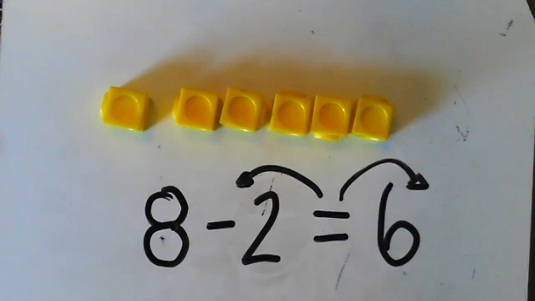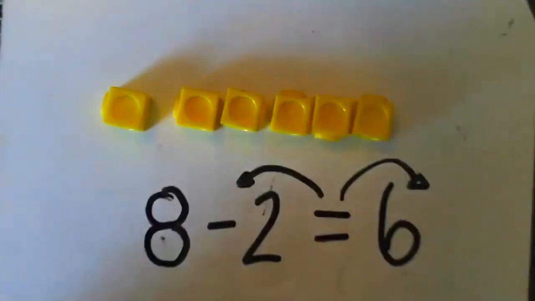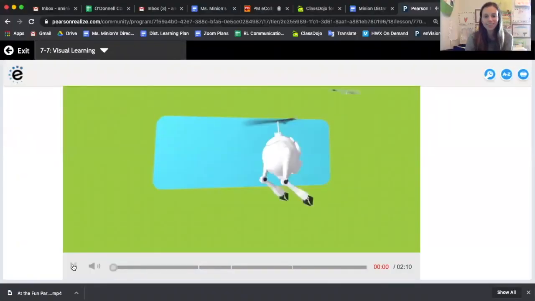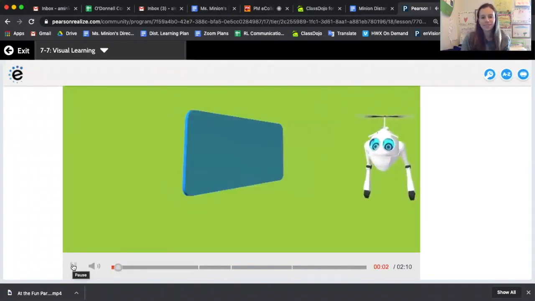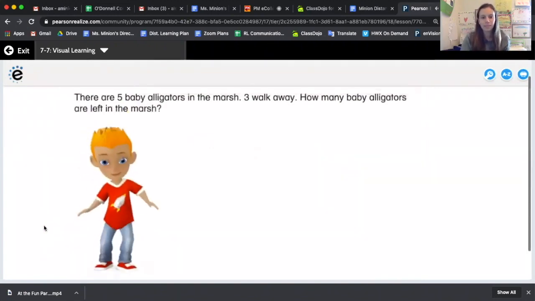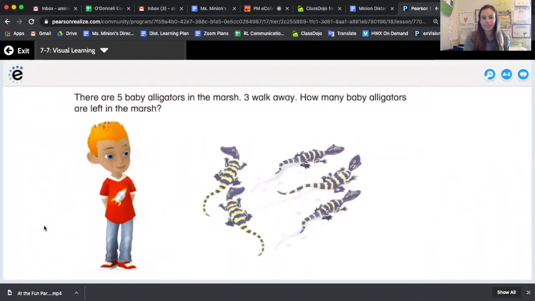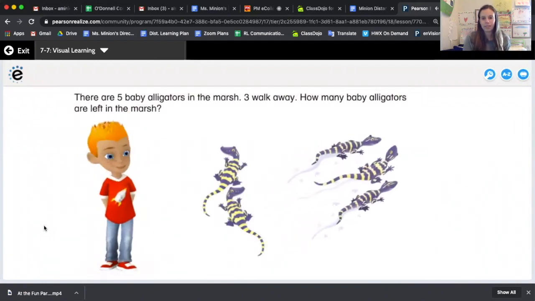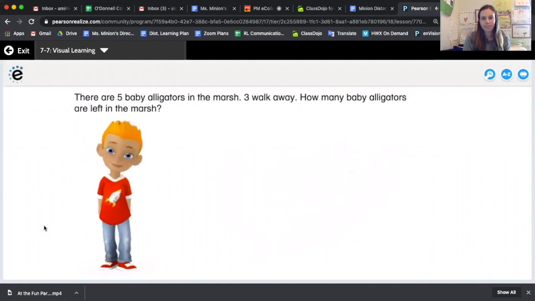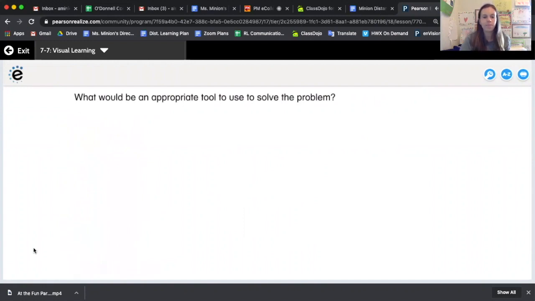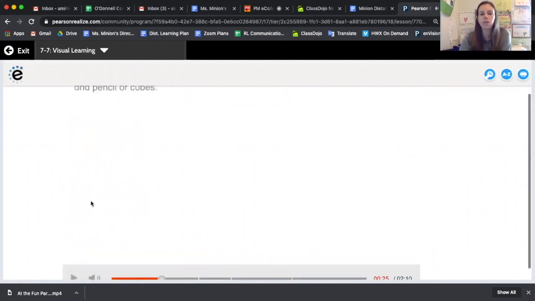This will be the end of our subtraction unit, so focus hard. All right, let's watch a visual problem to see. There are 5 baby alligators in the marsh. 3 walk away. How many baby alligators are left in the marsh? What would be an appropriate tool to use to solve the problem? What should we use to solve the problem?